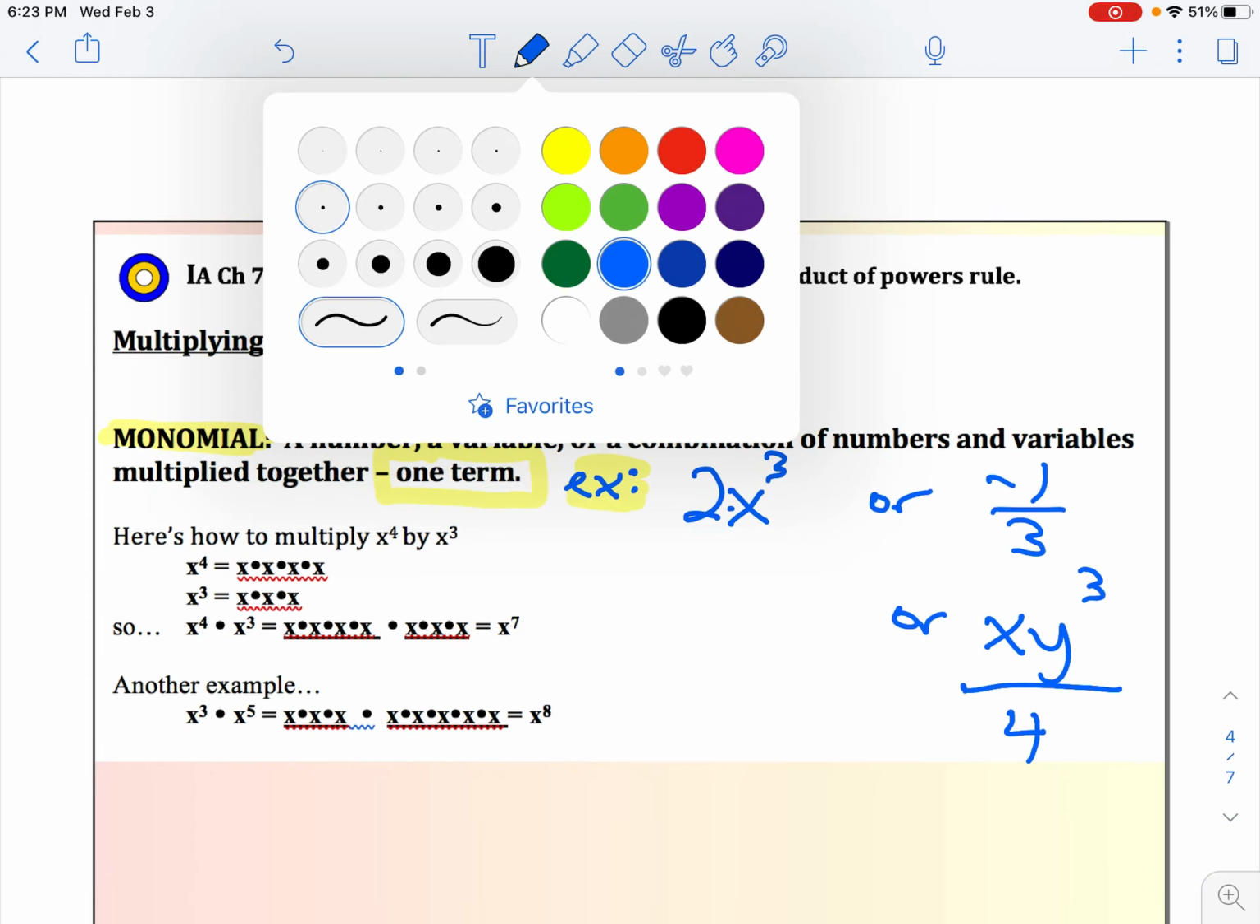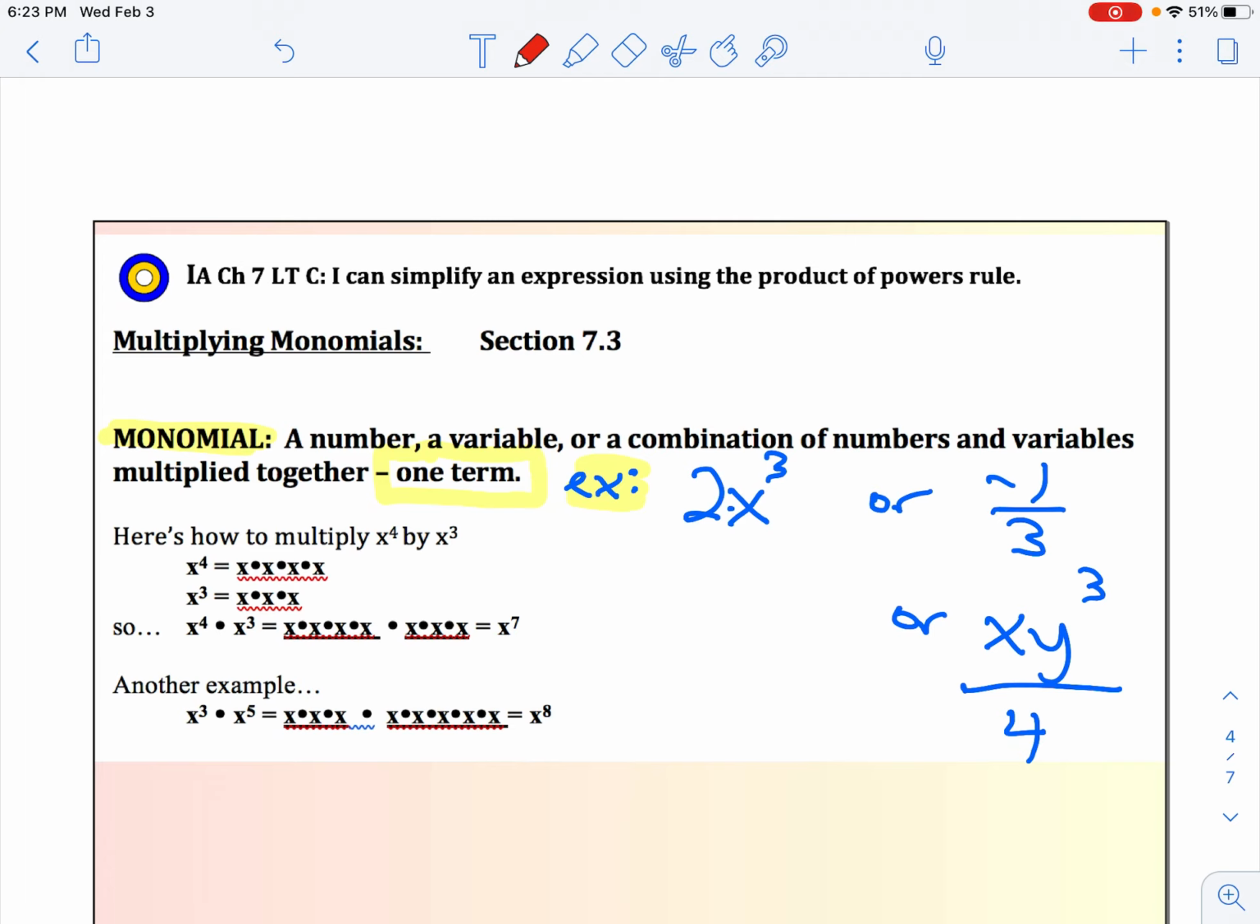So here's how to multiply x to the fourth by x to the third. Well, we know x to the fourth is x multiplied 4 times, so x times x times x times x. And we know x to the third is x multiplied 3 times. So if we write it out the long way, x to the fourth is x times x times x times x, and x to the third is x times x times x.